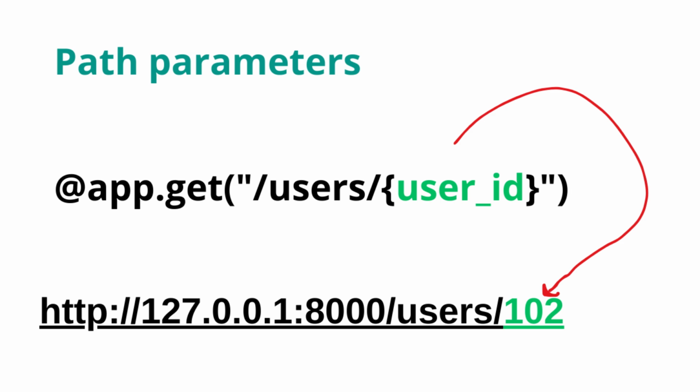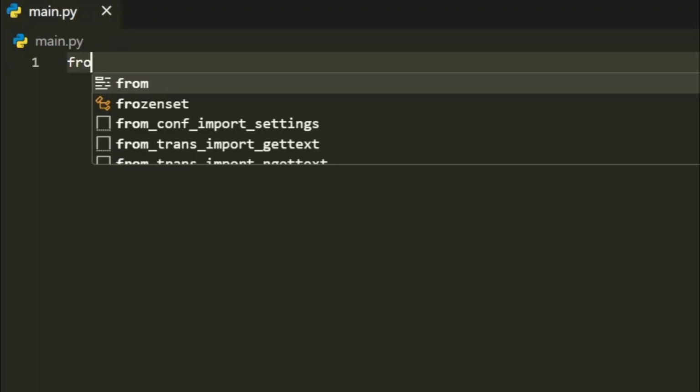First, let's talk about path parameters. Path parameters are dynamic parts of a URL that FastAPI can capture and pass to your functions. This is useful when you want to create routes that depend on variable data, like user IDs or product codes. Here's an example to show how it works.